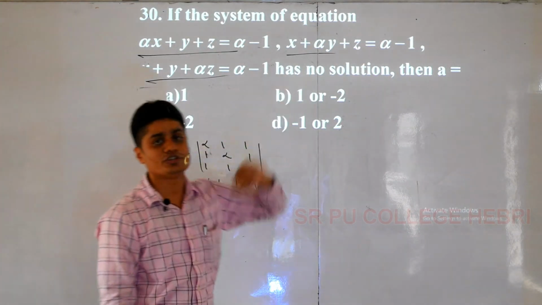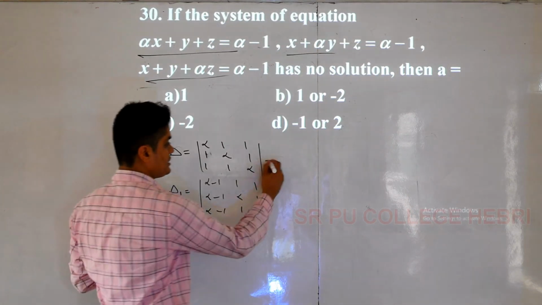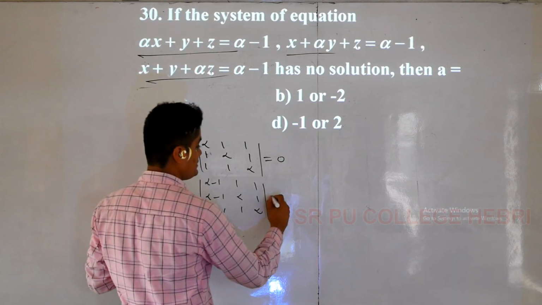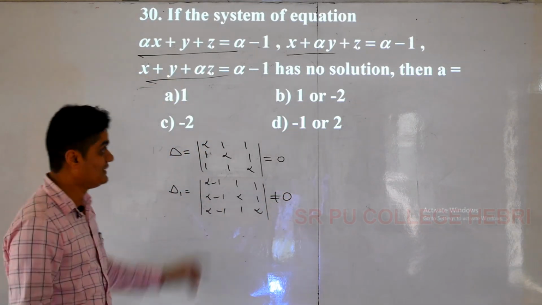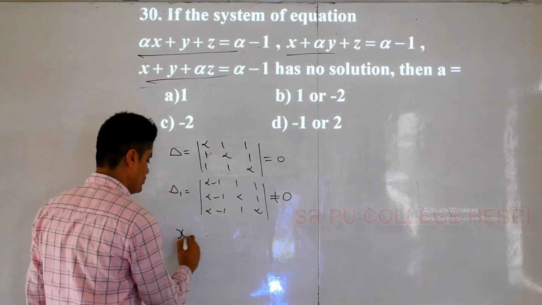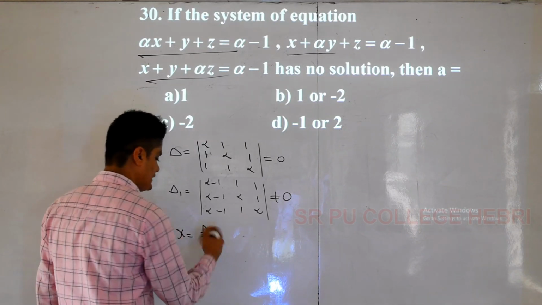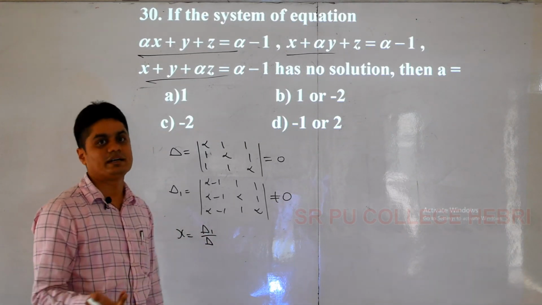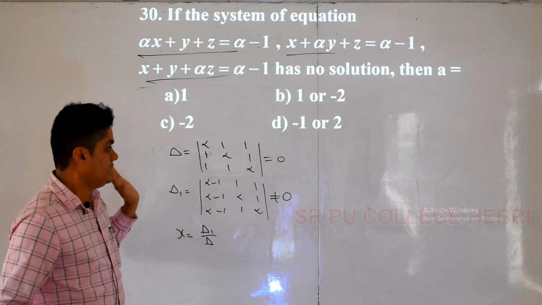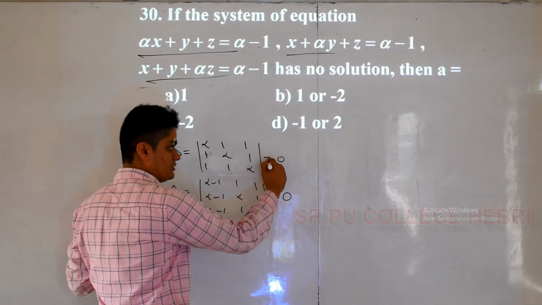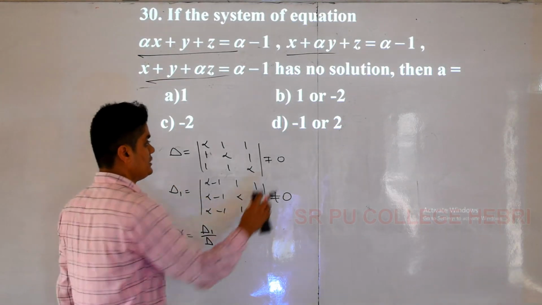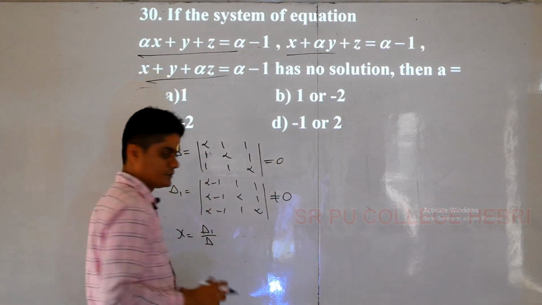When the equation has no solution, suppose delta is equal to 0 and delta 1 is not equal to 0. Then the system has no solution, because how do we get x? Delta 1 by delta. If the denominator is 0, that number does not exist, which means no solution. Please remember this concept. Suppose delta is not equal to 0, then definitely it has a unique solution. So in the no solution case, delta should be equal to 0.